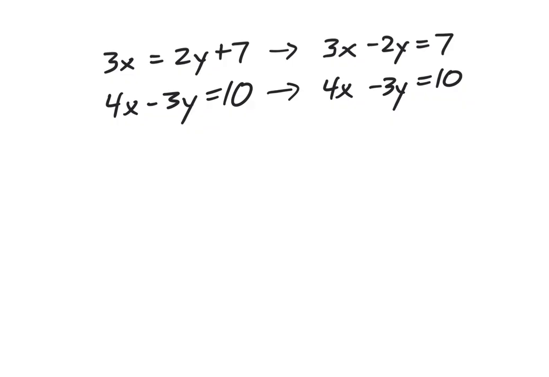Same thing with 2 and 3. 2 does not go into 3 evenly without multiplying by a fraction, okay? And we really probably don't want to multiply by a fraction. So what we're going to do instead is multiply both equations by something, okay? Instead of just one equation, we're going to multiply both. So I've got to find something that both 3 and 4 go into, or that 2 and 3 go into.